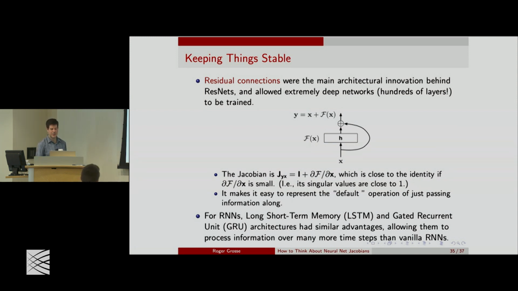For RNNs, there are two ideas that became popular around the same time. There's the long short-term memory architecture and gated recurrent units. And one of the things that's useful about them is that they make it easy to represent the identity operation, which is just a good default thing for the layers to compute.